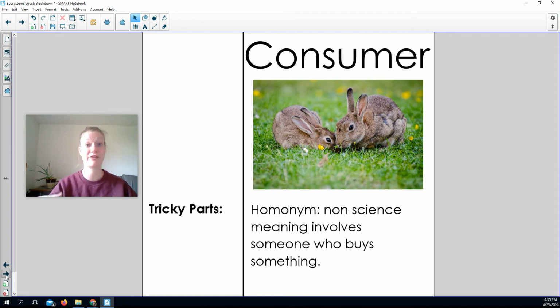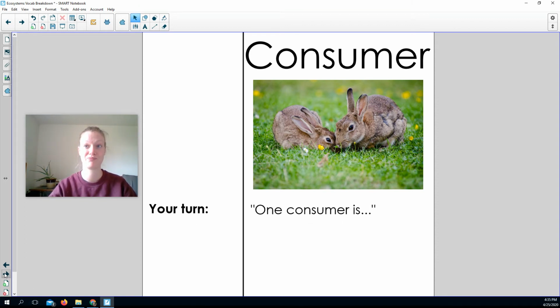Producer and consumer go together in science, but in science, it's people or organisms that make their food versus the things that eat the organisms that make the food. So they're kind of linked in both cases, which makes it especially tricky. However, it is your turn. One consumer is blank. Full sentence, use the word, go.